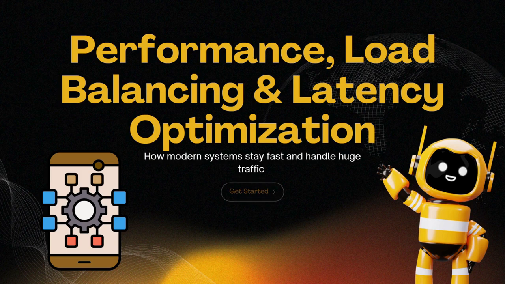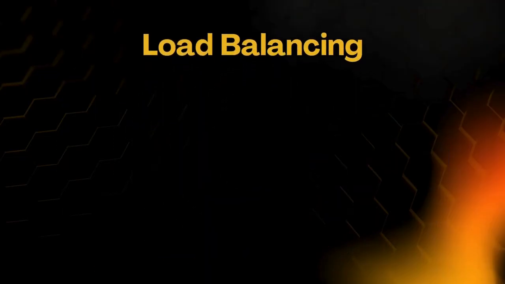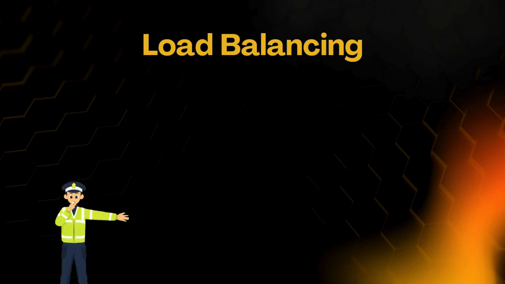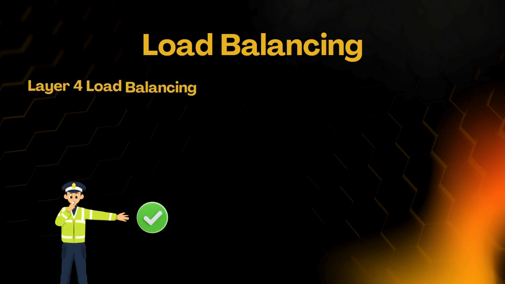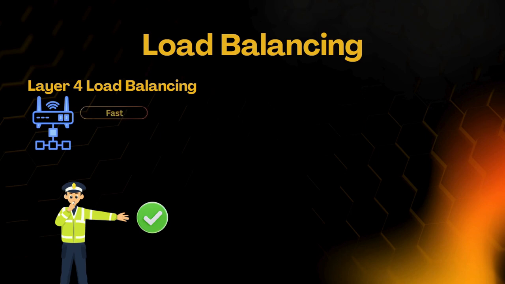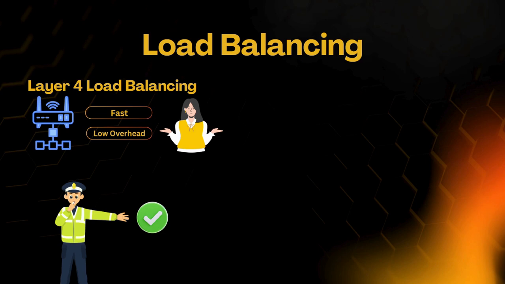So let's get started. The first step in handling heavy traffic is load balancing. Think of it as a traffic director for incoming requests. At a high level, there are two main types. Layer 4 load balancing, which works at the transport layer, TCP/UDP. It decides where to send requests based on IP addresses and ports. Its pros are that it is fast and has low overhead, while its con is that it doesn't know anything about the content of the request.